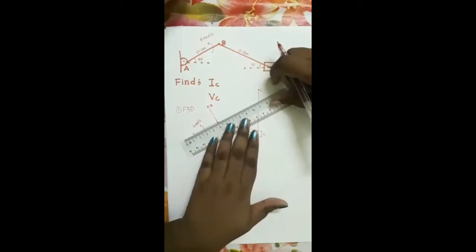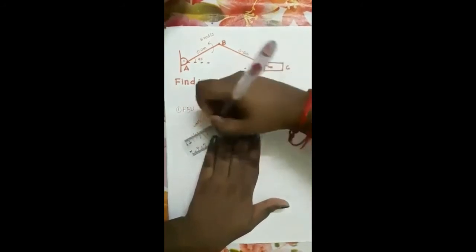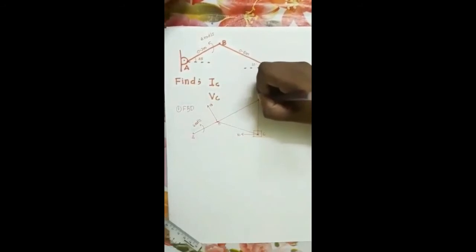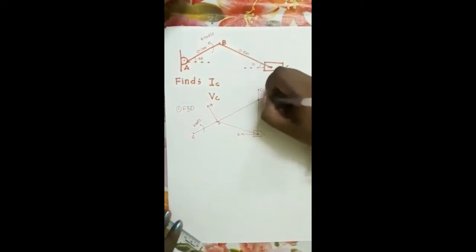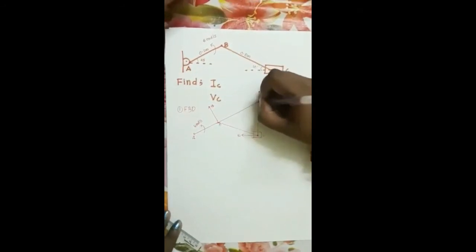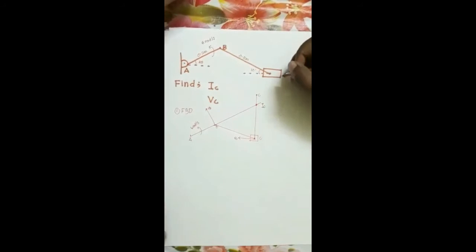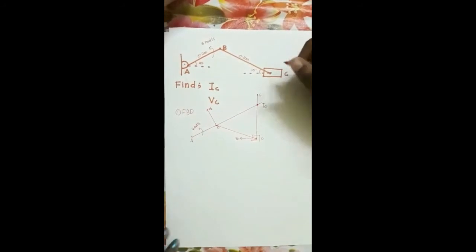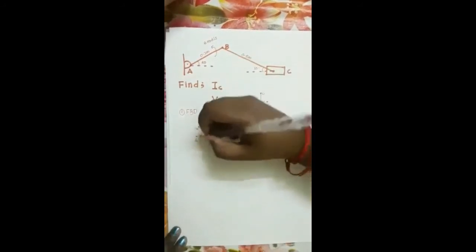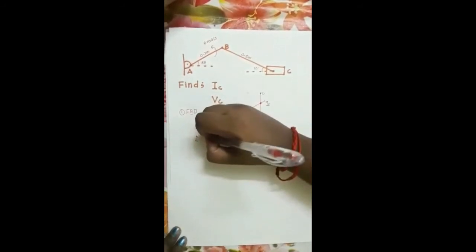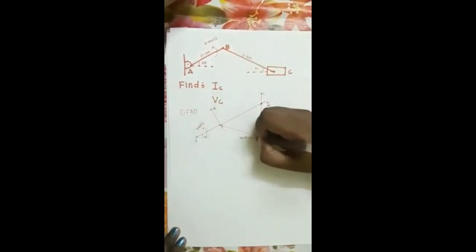VB must be perpendicular to the link, so we draw the line here, and this is the IC. Two points that intersect is known as the IC, instantaneous center of zero velocity. Hence we know that here the angle is 45 degree and here is 10 degree.